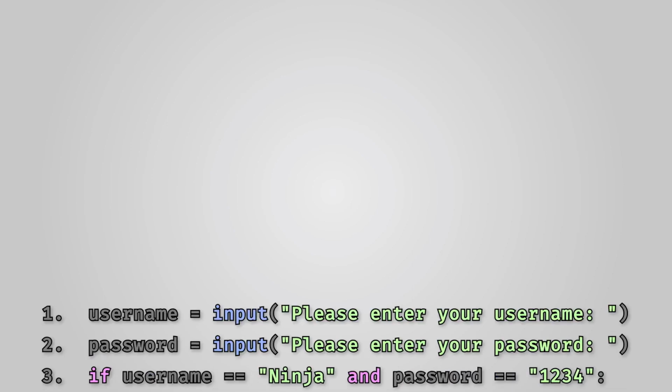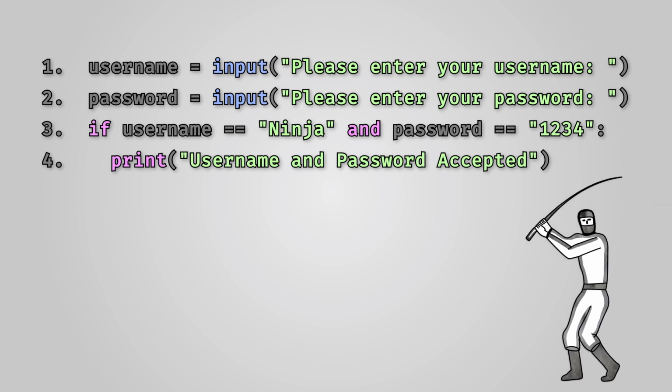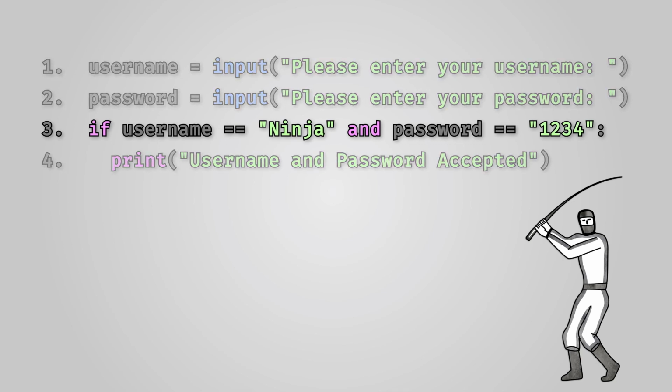We can also use complex if statements that contain more than one condition. For example, the following code will check if the username is Ninja and the password is 1234. You can see on line 3 that we use the AND Boolean operator to allow us to check 2 conditions are true before the print statement will run.